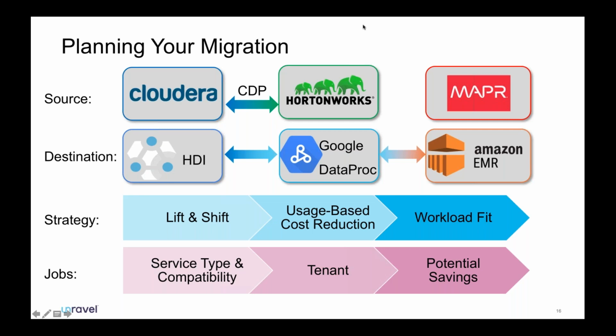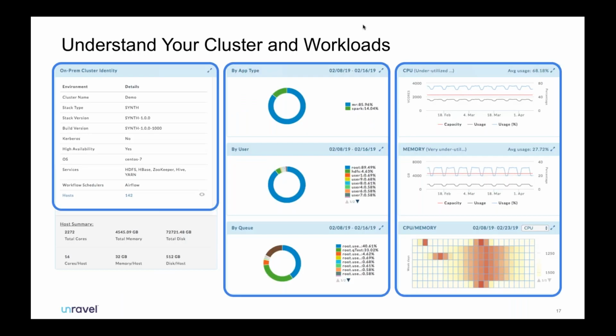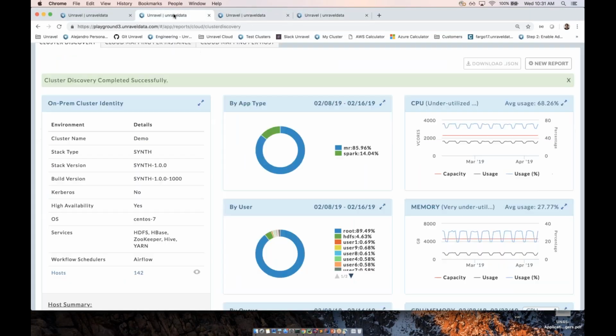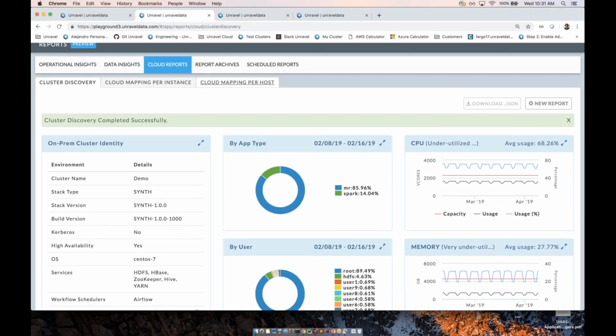Okay, and of course, the big picture at the end is what are the potential savings? So with that, I'm going to do a quick demo. This is our playground, which is used for demo purposes.